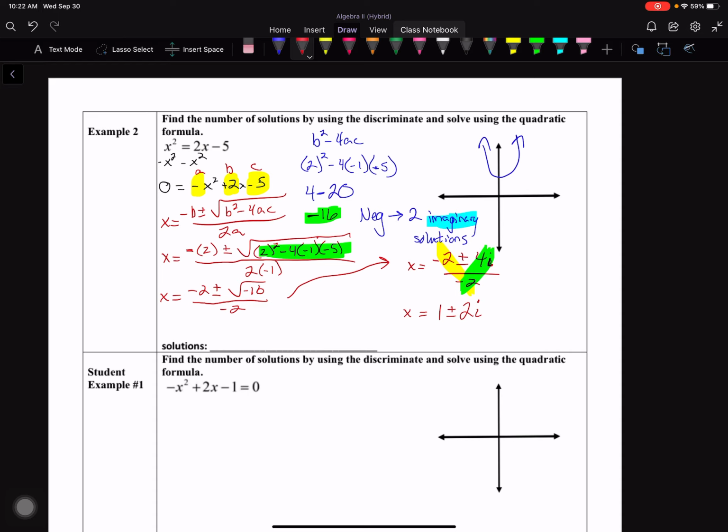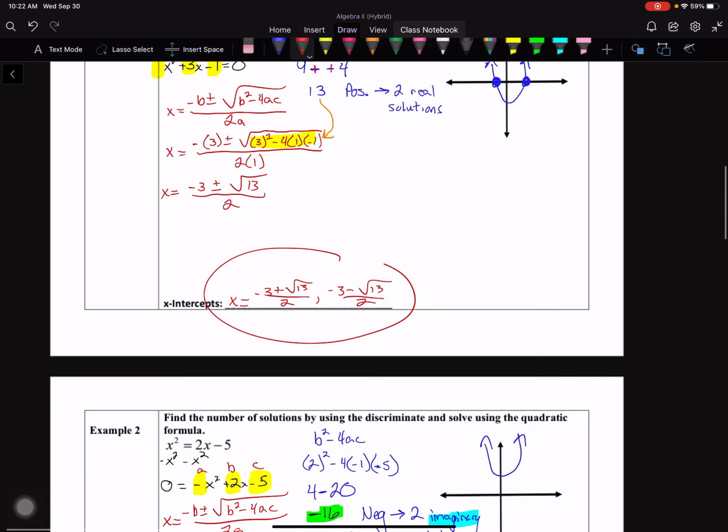Cleaning this up, I guess really you could circle your answer like that. That's fine. If you want to write it out as 2 separate answers, it's going to look like this. X equals 1 plus 2i and 1 minus 2i. Same thing. Both of these are acceptable answers.